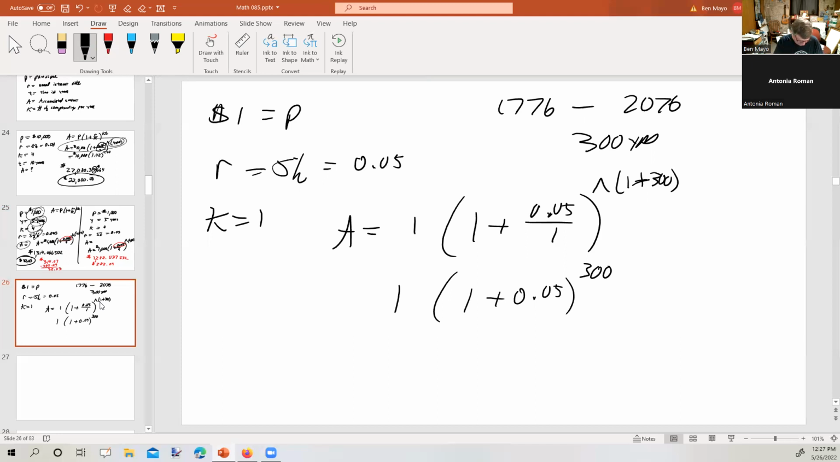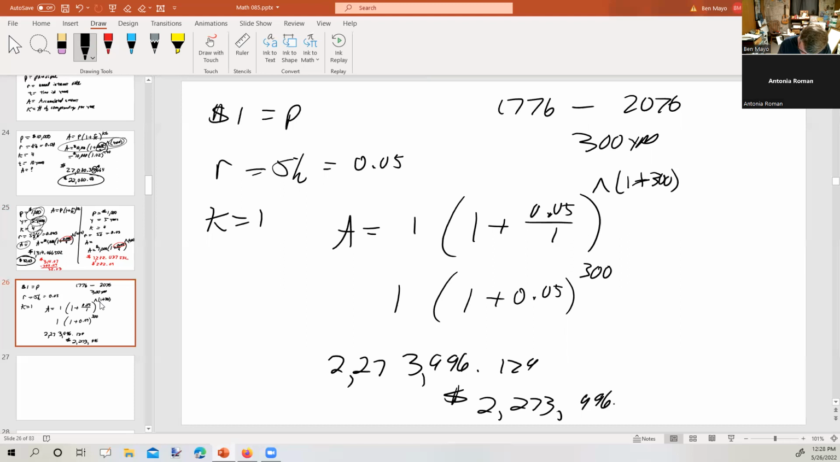Let's see what we get. Power. I get this 2273996.129, which would be $2,273,996.13. Nice chunk of change, huh?